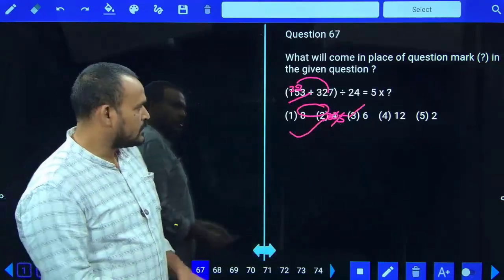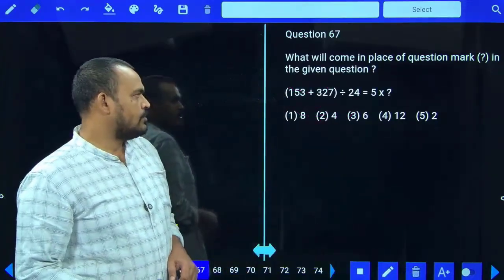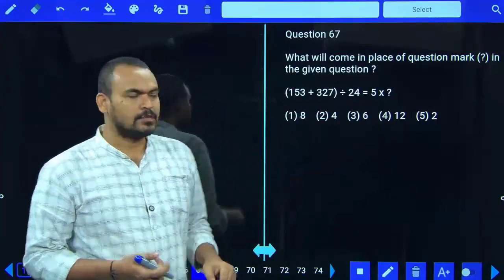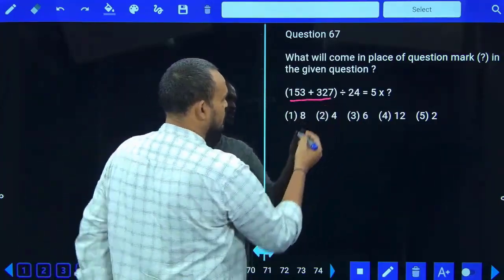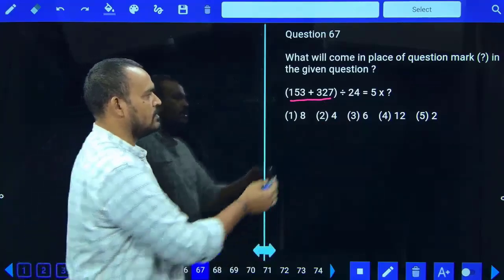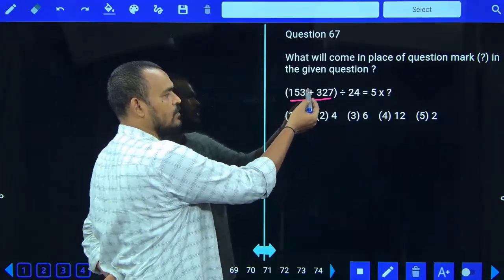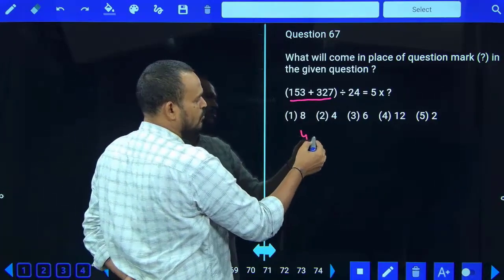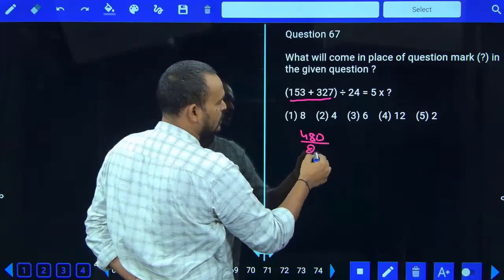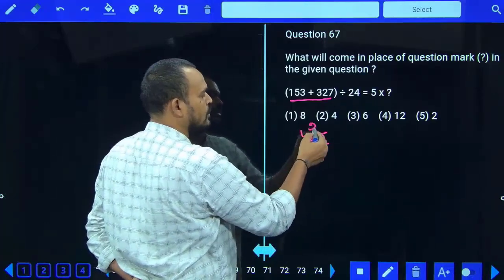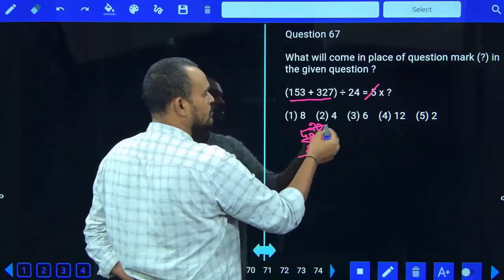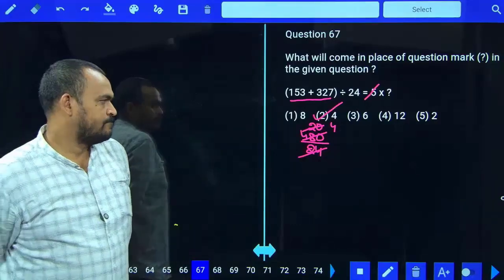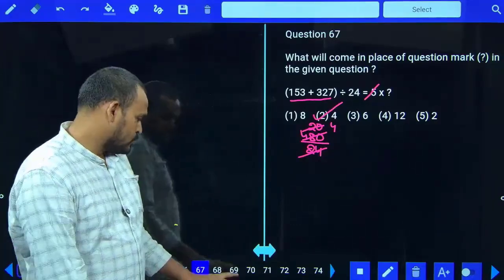Next question number 67. 153 plus 327 divided by which one? 24. That is equal to 5 into something. First 153 plus 327. That is 300 plus 150, 450 plus 27 plus 3. 480. Total how much? 480. Divide by which one? 24. 24 how many times? 20 times. Again 5, how many times here? 400. Then answer 4.